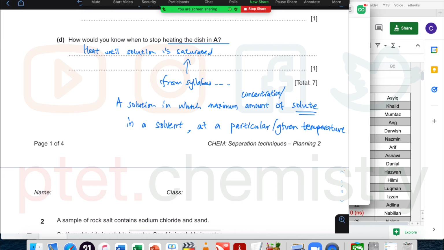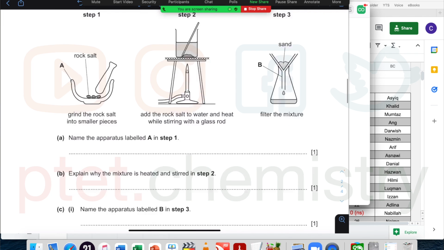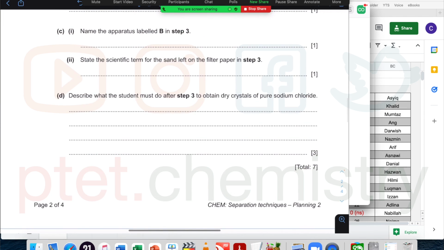So we heat until the solution is saturated. We do not heat until the solid is obtained. A saturated solution is a solution. It is not a solid. If you heat until you get a solid, you have gone too far. You never go too far. This is a 3 marks question on crystallization. Just like I have written short essays on chromatography and filtration, now I'll write a short essay on crystallization. You need to really master this.